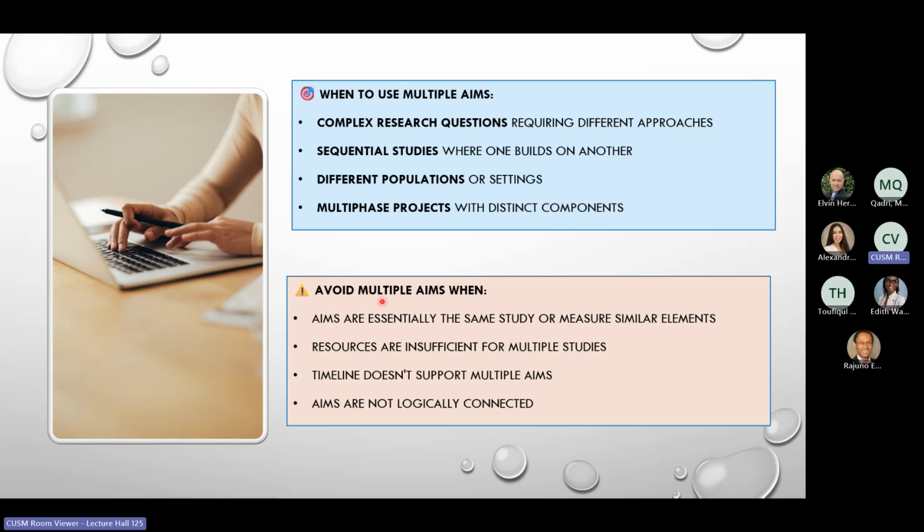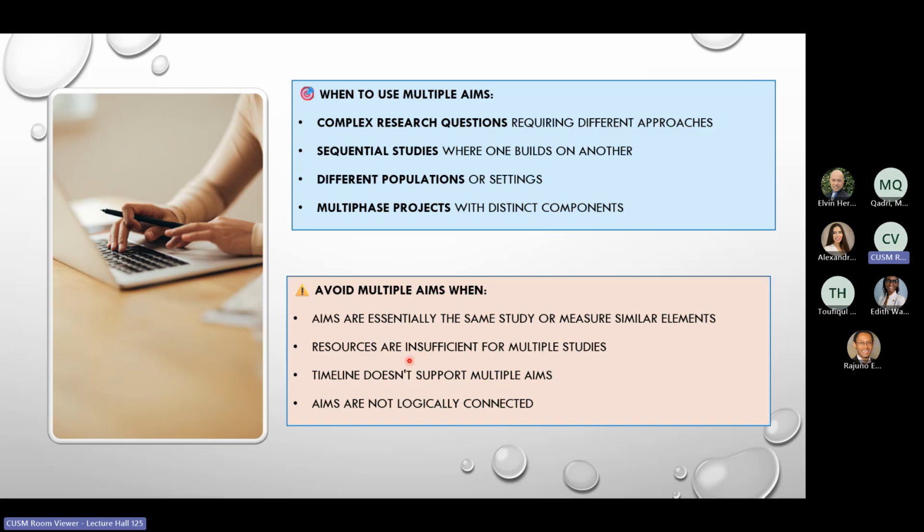You want to avoid multiple specific aims where the aims are essentially the same study or you're measuring similar events. You don't want to be redundant. You want to make sure your specific aims are standalone, but also unique and independent. Another reason to avoid them is when resources are insufficient for the multiple studies. This goes back to feasibility.